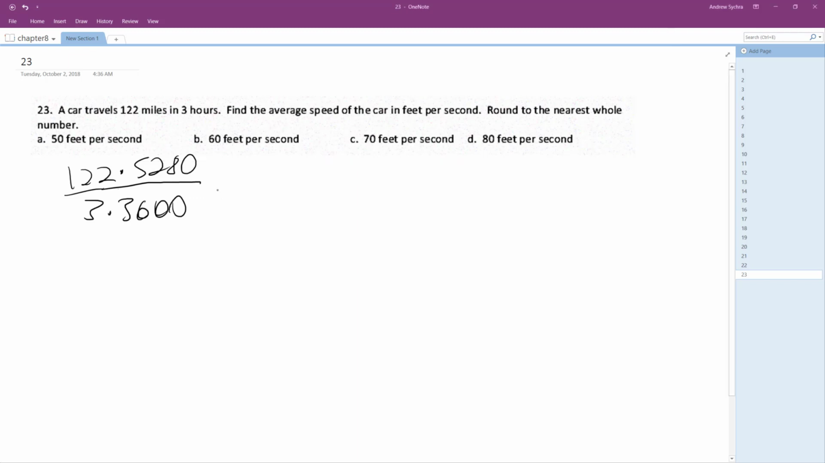All right. Okay, that makes sense. So approximately 59.6 repeating. Rounds in there to a whole foot. So 60 feet per second. And that's solution B.